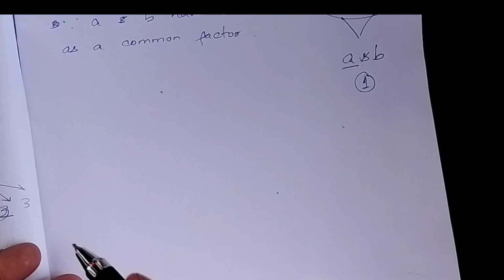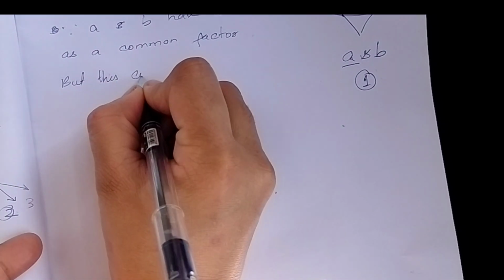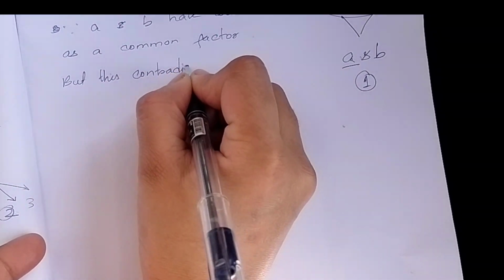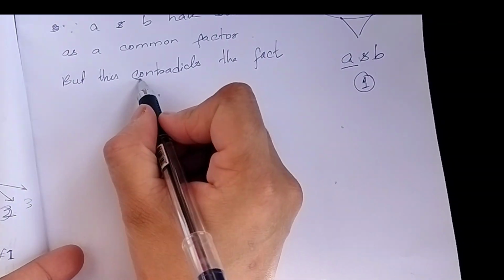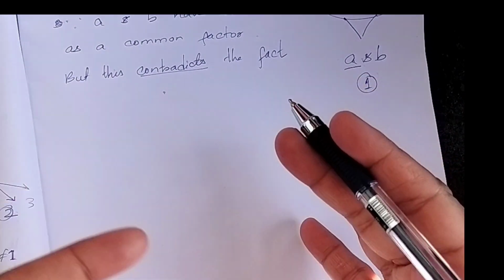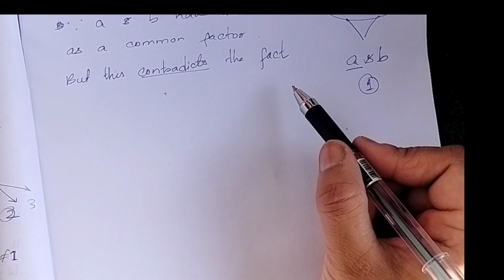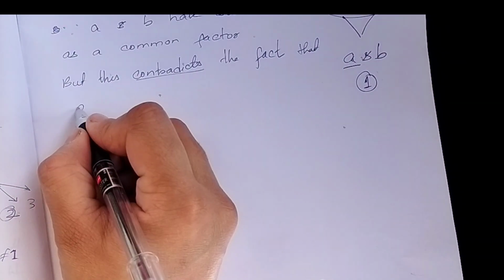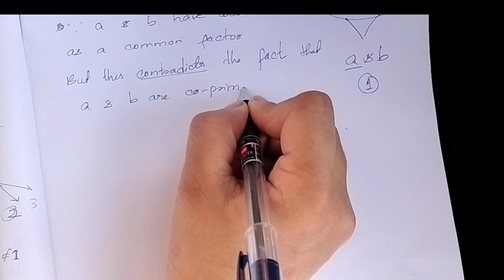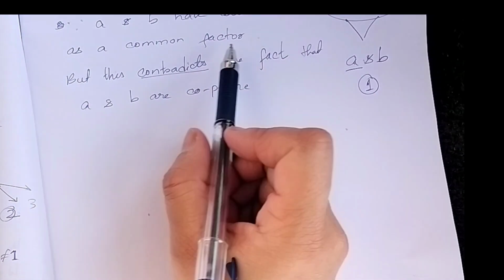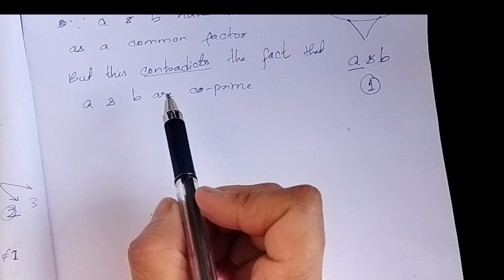So this contradicts the fact. And the fact it is contradicting, contradict means to prove that it is not true, that it is false. What fact? That what we assumed, a and b are co-prime. We assumed that a and b are co-prime, but it is showing that a and b have at least 3 as a common factor, so it is contradicting, it is showing that it is false.